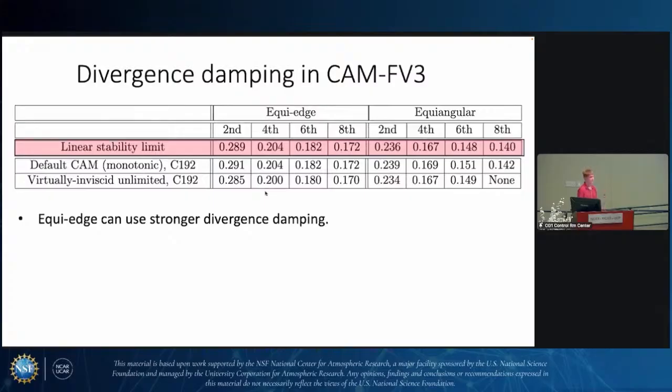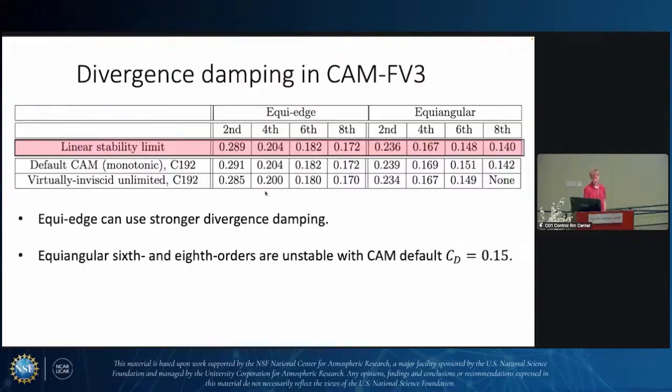Comparing the theory to practice in CAM-FE3, I found very similar values, so this was good. And as expected, equi-edge could use stronger divergence damping before blow up. And again, just reiterating that the equiangular 6th and 8th order divergence damping is unstable with the CAM default coefficient. This is, of course, because it's tuned for the equi-edge grid.